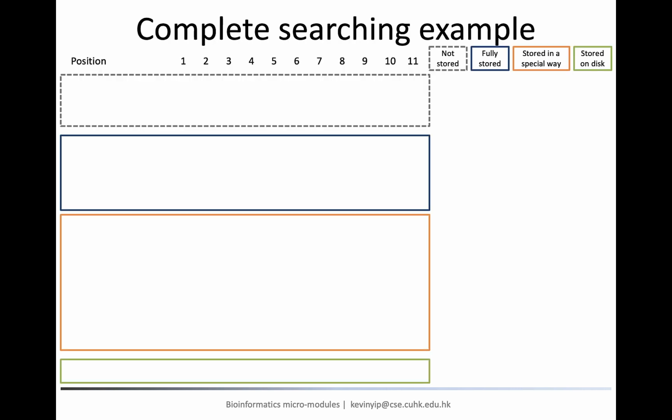Let's visualize all these components using an illustration. Here, we show different types of data in 4 different blocks. The gray block contains data that we do not need to store and are shown just for our reference. The blue block contains data that we fully store in memory. The orange block contains data that we store in a special way that is less expensive, which we will explain later. Finally, the green block contains data that we keep in the secondary storage.